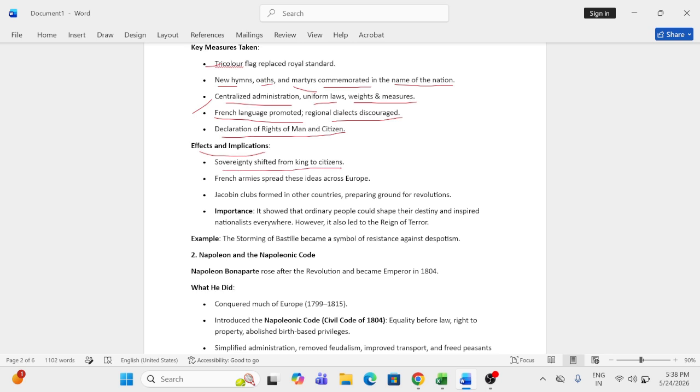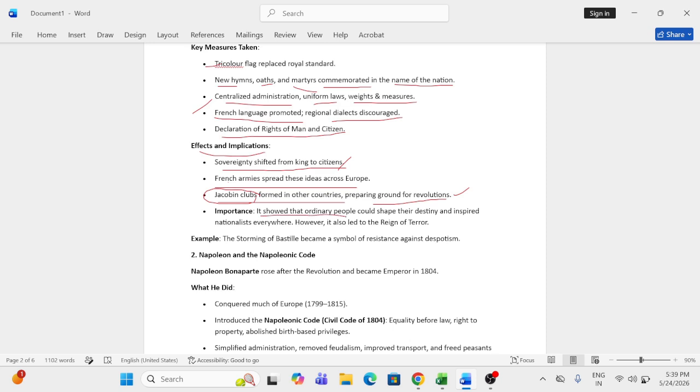Sovereignty shifted from king to citizens. Now the power rests with the citizens. French armies spread these core ideas across Europe. So it was the French army that took this idea to Europe. Jacobin clubs formed in other countries, preparing ground for revolutions. Jacobin clubs were a kind of revolutionary club that started to form in other countries, preparing ground for revolutions, so that we will revolt. Importance.